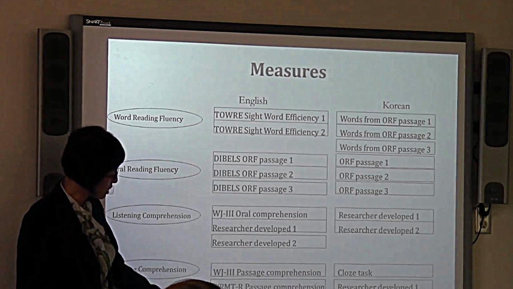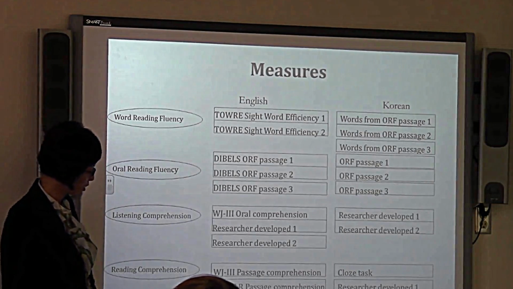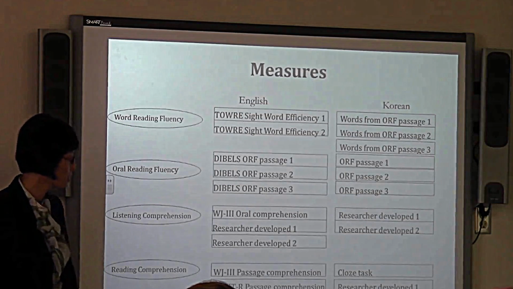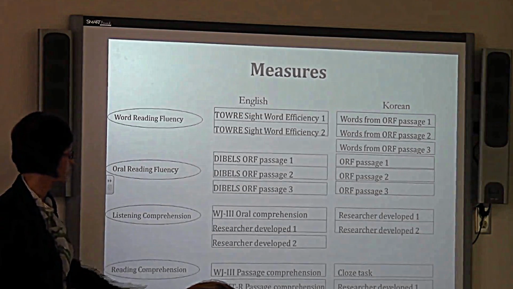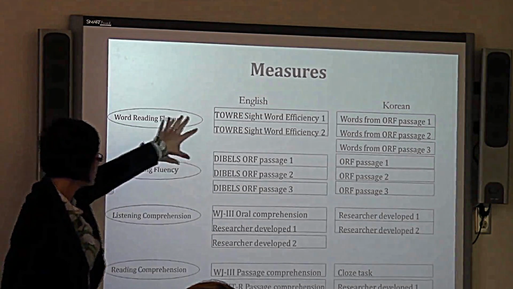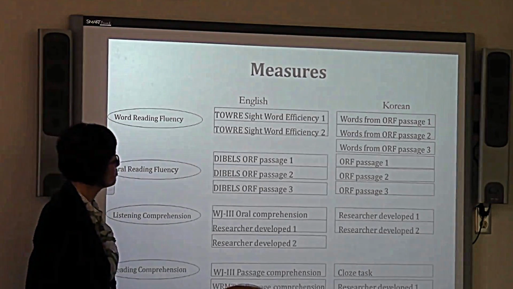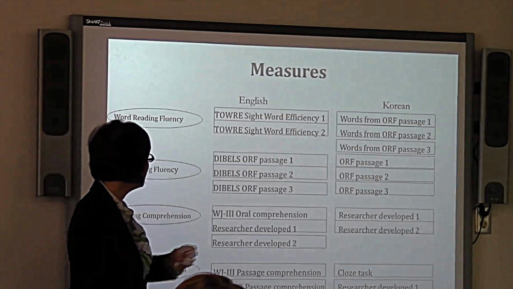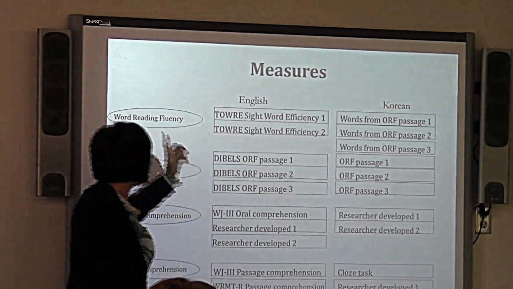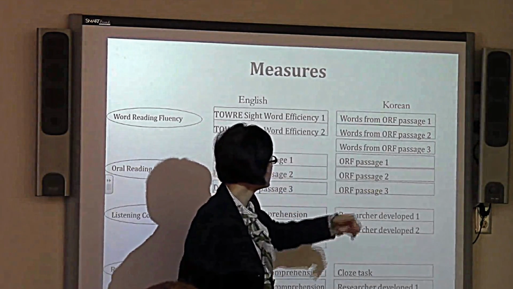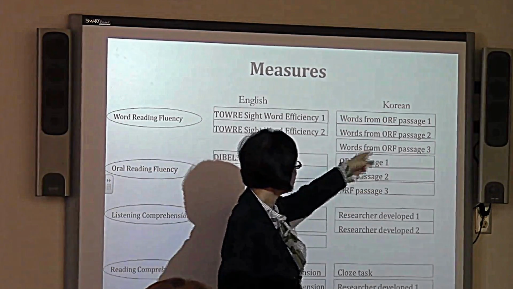So one was narrative, the other one was expository text. They read those texts and they were asked open-ended questions regarding the passages they just read. So these were assessed in each grade, in grades 1, 2, 3, and 4, once a year. For Korean-speaking children, their word reading fluency was measured by words randomly selected from the oral reading fluency passages.